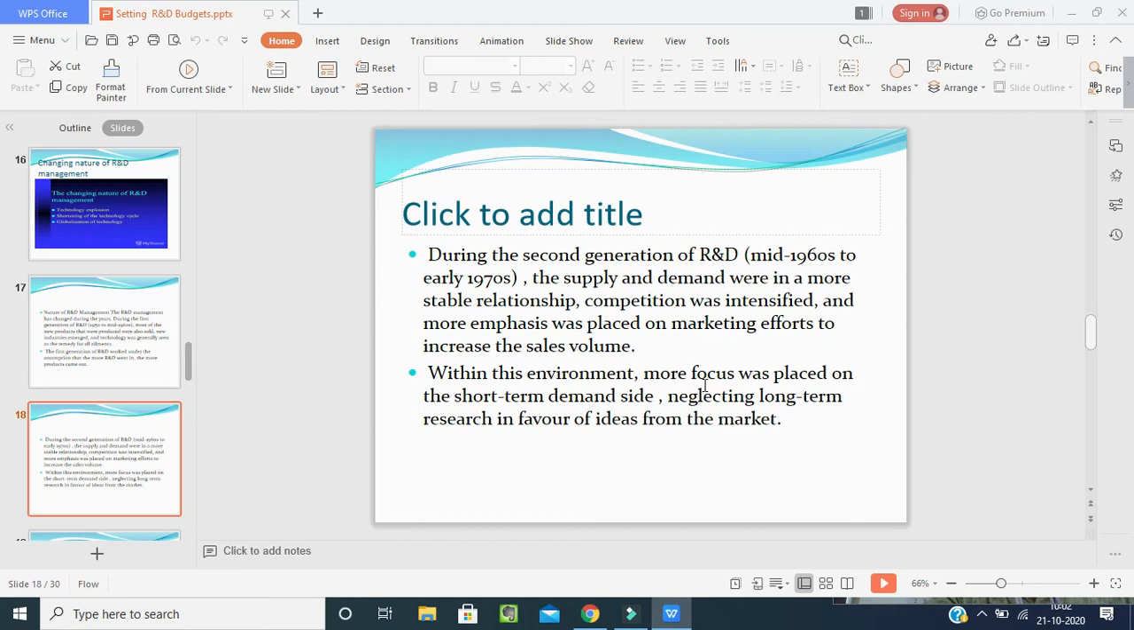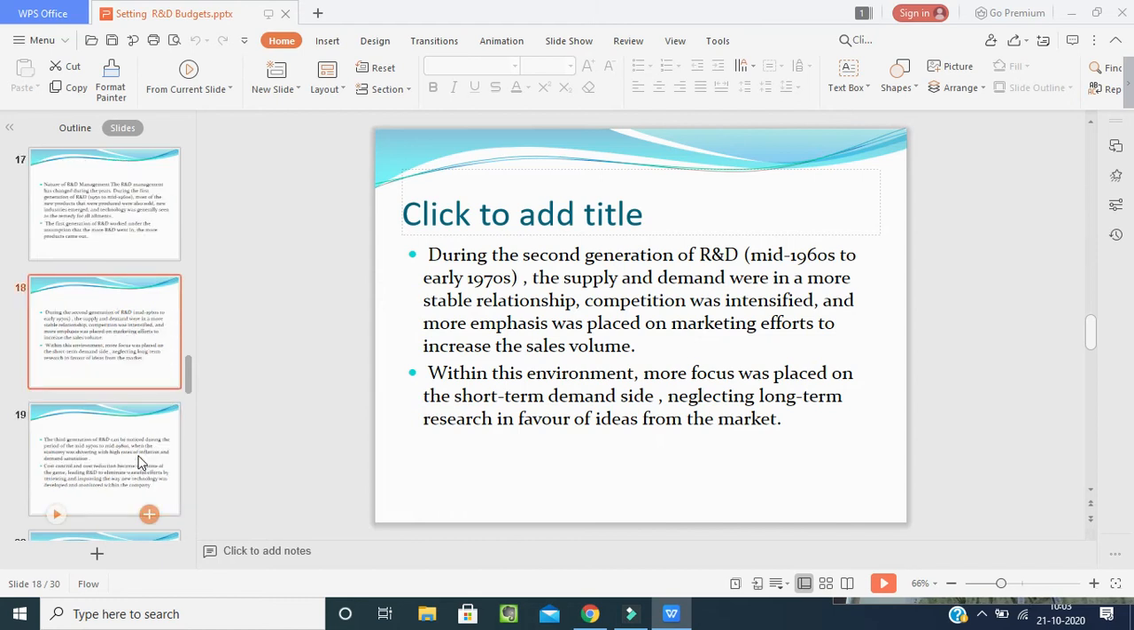Within this environment, more focus was placed on short-term demand, neglecting long-term research in favor of ideas from the market. So what happened on those days? They were searching for short-term demand, not long-term demand, by looking at the favor of ideas in the market. So these are the strategies.